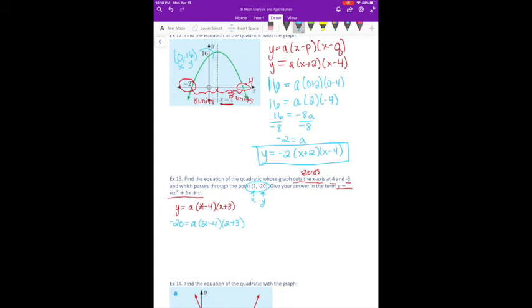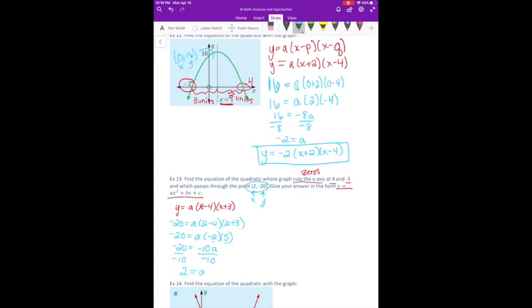So go ahead and solve for a. I got negative 20 equals a times negative 2 times 5. Negative 2 times 5 is negative 10. So negative 10a equals negative 20, divided by negative 10.